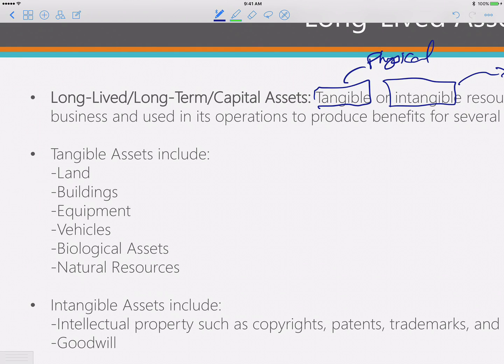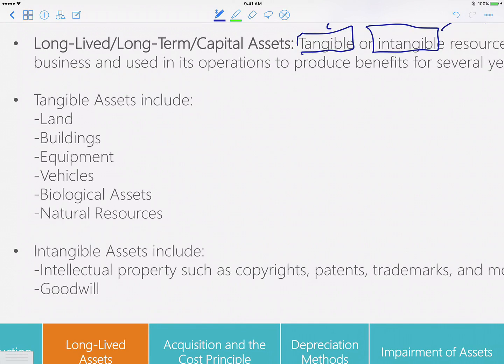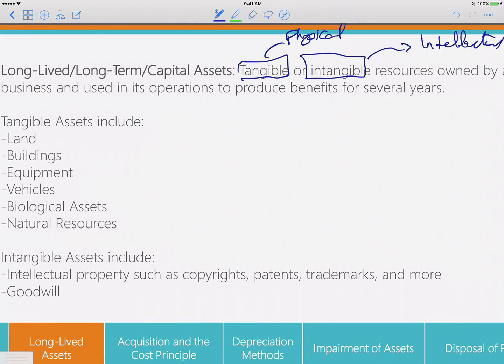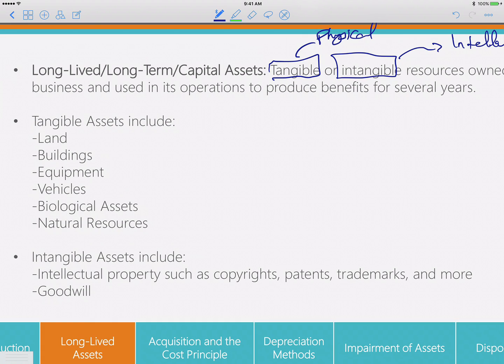So some examples of tangible assets would be land, buildings, equipment, vehicles, biological assets, like if you had livestock for a farm, or natural resources like oil or gas. Intangible assets would be intellectual property like copyrights, patents, trademarks, and more. Or it could also include goodwill. Goodwill is something that only exists when you purchase another company. So it's something that a company cannot generate internally.